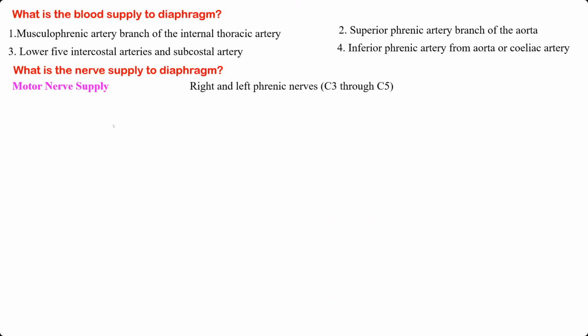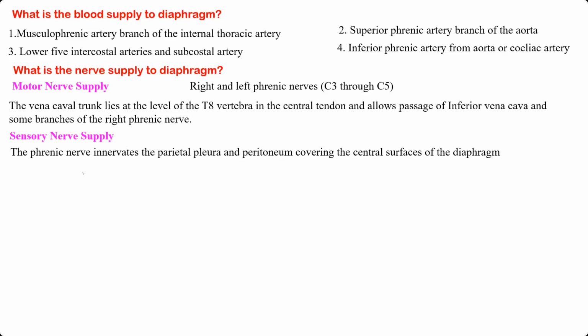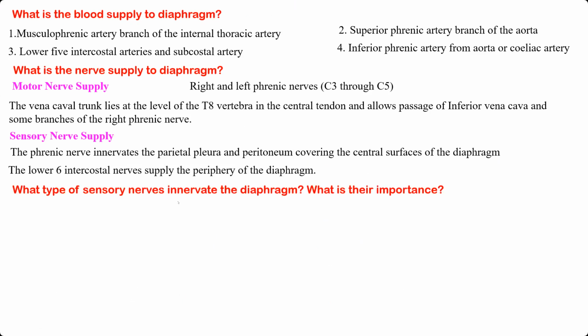So you always have to divide the nerve supply into motor and sensory. Right and left phrenic nerves are the motor supply, and the vena caval trunk lies at the T8 level along with the inferior caval opening, where branches of right phrenic nerve are traversing. Sensory supply: the phrenic nerve innervates the parietal pleura and peritoneum, covering the central surface of the diaphragm, and the lower 6 intercostal nerves supply the periphery of the diaphragm. Okay, that is the sensory supply.